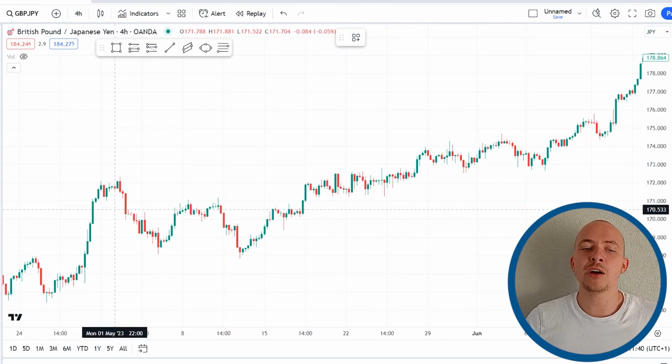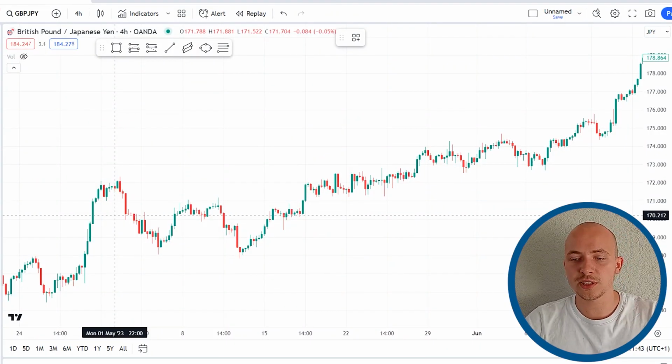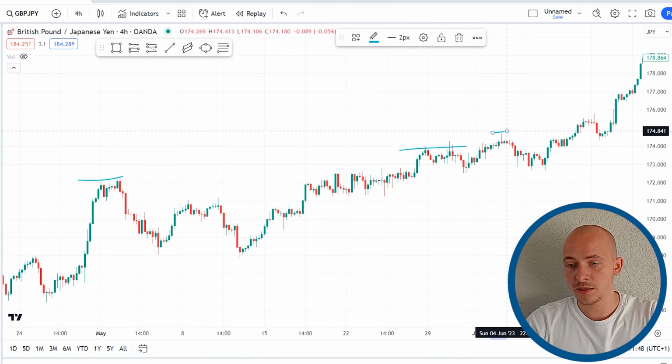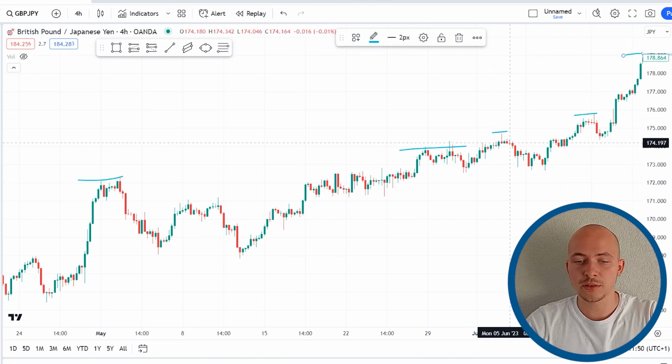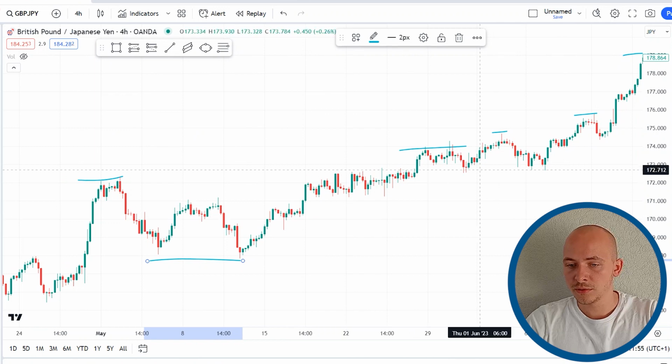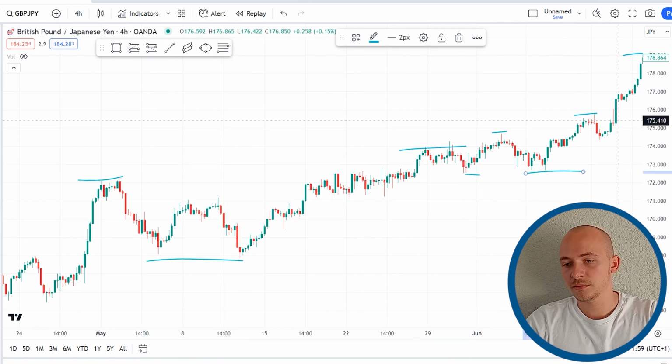The second example is going to be British pound against Japanese yen. So once again, we are looking for higher highs and higher lows. Higher high, higher high, higher high, and perhaps another higher high. And now higher lows, higher lows, higher lows. So as you can see also, here it's really easy to understand and really easy to find the trend.